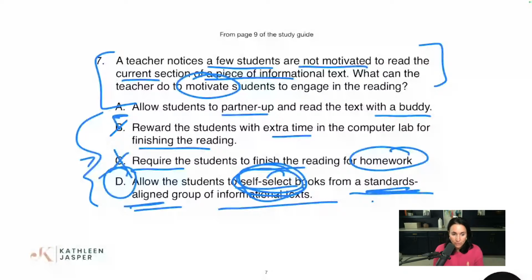Also, the term standards aligned. A lot of the times it'll say, what is the most effective? You have to choose the most effective. And I get this thing a lot. Well, all the answer choices looked good to me. Nope. The best one here is D. Think like a test maker. Standards aligned, good word. Self-selected books, good word. Text to self, good words.